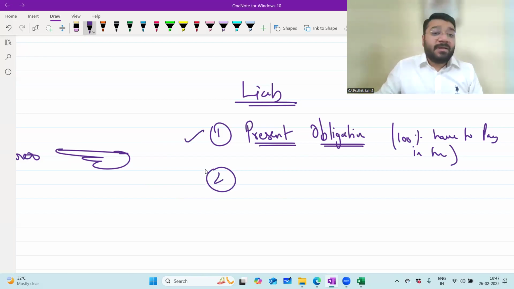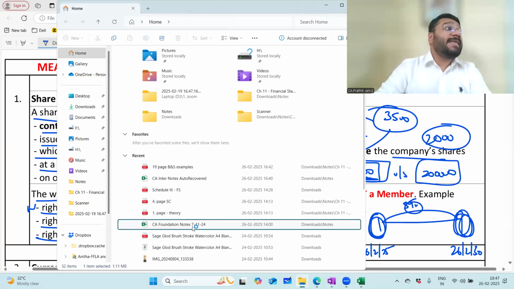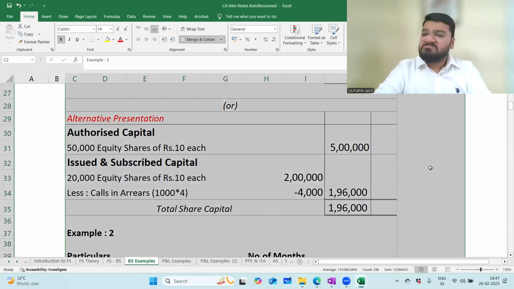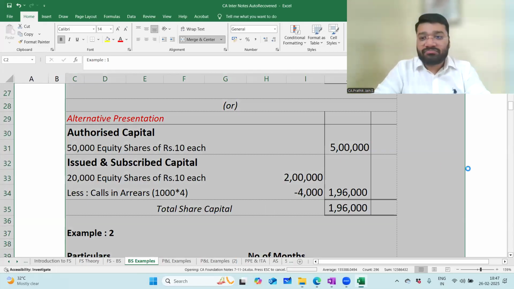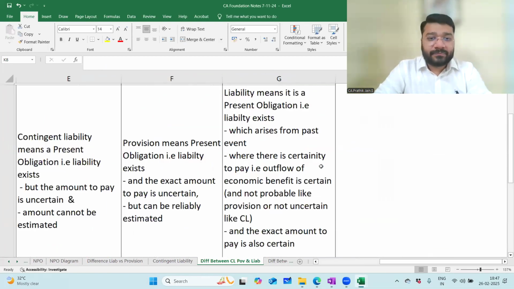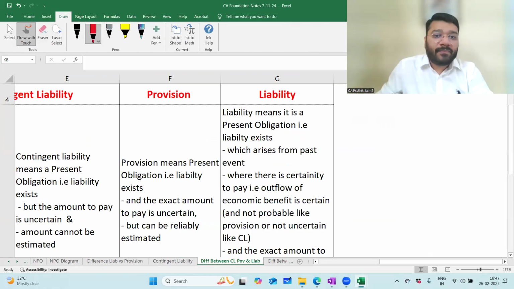What is the second thing? No, before that. One is present obligation. Second, what is second? Second point. Fast. Tell fast.